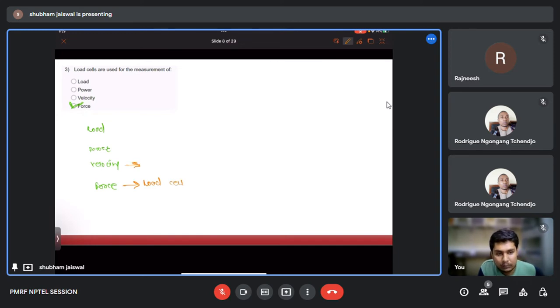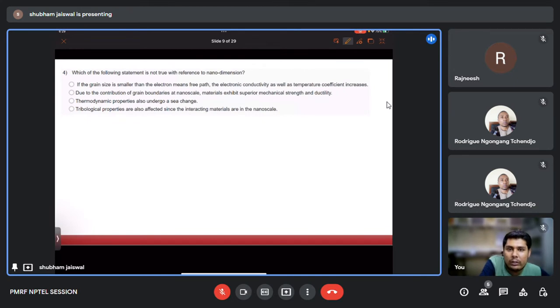Velocity or speed we can measure using the tachometer. Power we can measure using the dynamometer. In this, first we measure the torque, then we use the equation 2 pi NT by 60 to measure the power. Load we can measure using a weighing machine and some other instruments. So moving towards the next question.